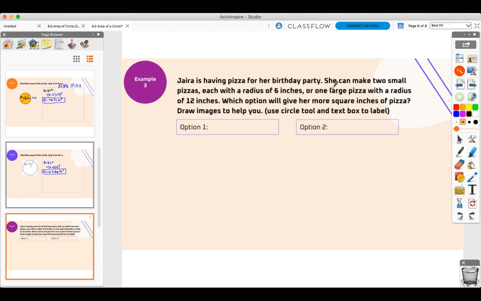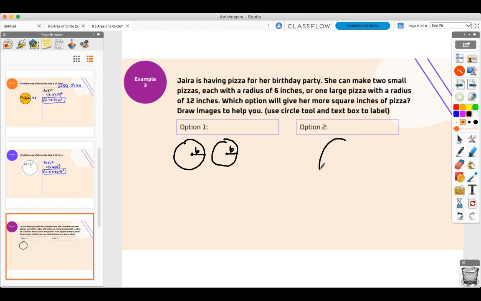So option 1 is she makes 2 small pizzas. We have 2 pizzas for option 1. Your circles would have to be perfect, just so that you get an idea. And the radius of each of these is 6. Option 2 is 1 large pizza, and the radius of this is 12. Now let's find the areas.